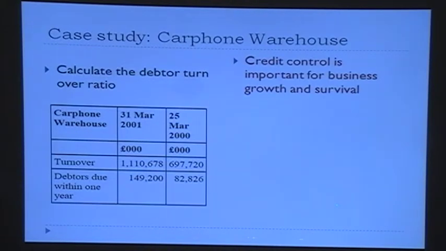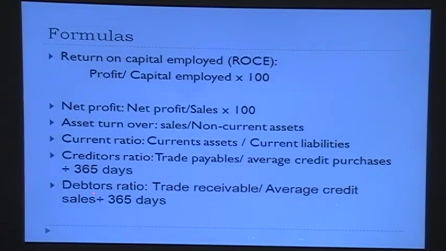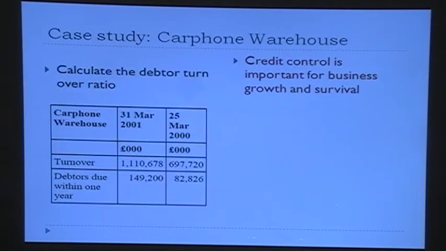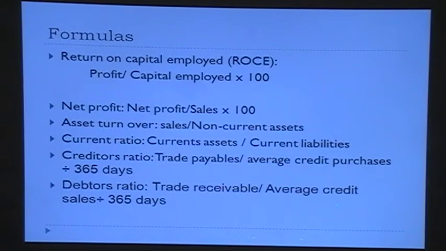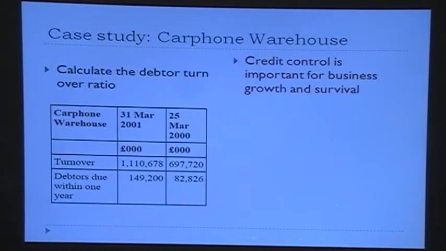Let's look at an example. This is a case study of Cafe Warehouse. Cafe Warehouse is a UK phone company located in the United Kingdom. Let's calculate the debtor turnover ratio. Credit control is important for business growth and survival. Therefore, look at the formula for the debtors ratio: trade receivables divided by the average credit turnover. We have the turnover there and the receivables.